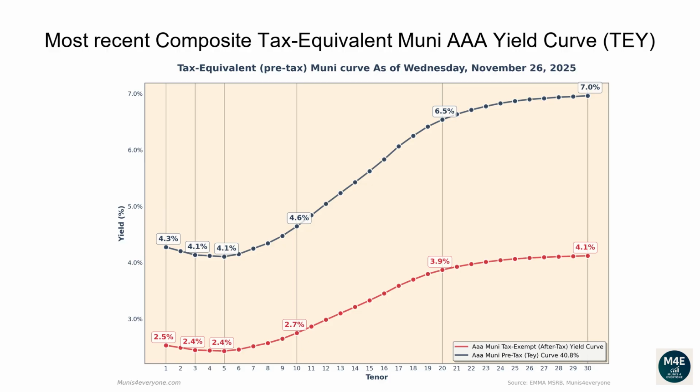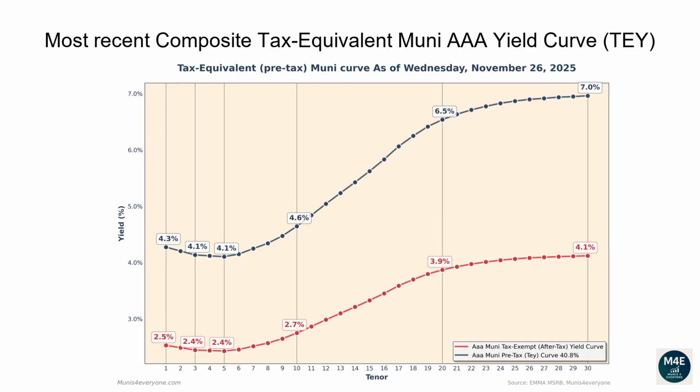Let's now go over the most recent composite tax-equivalent Muni AAA yield curve. The following graph shows, in red, the tax-exempt after-tax Muni yield curve, versus in blue its tax-equivalent pre-tax version, assuming a 40.8% top tax bracket as of November 26, 2025. Why would you care to see the tax-equivalent version of the Muni yield curve? More on this later. Let's first go over the pre-tax, aka tax-equivalent yield curve.